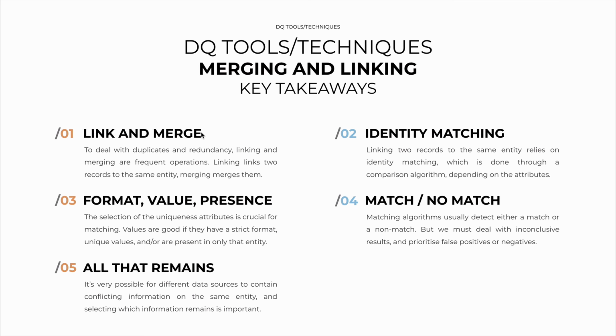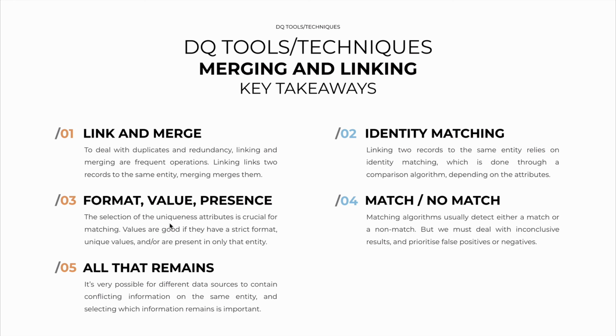First, to deal with duplicates and redundancy, linking and merging are frequent operations. Linking establishes a link between two records to the same entity, and merging transforms them into one. Then, identity matching. The actual linking of the two records to the same entity relies on identity matching or identity resolution. This is done through a comparison algorithm whose quality depends on the attribute selected. It takes record A, it takes record B, and then it takes the attributes of those two entities, and if they match, it says it's a match, and if they don't, it says it's not a match. Or it detects a probability based on how many attributes match.